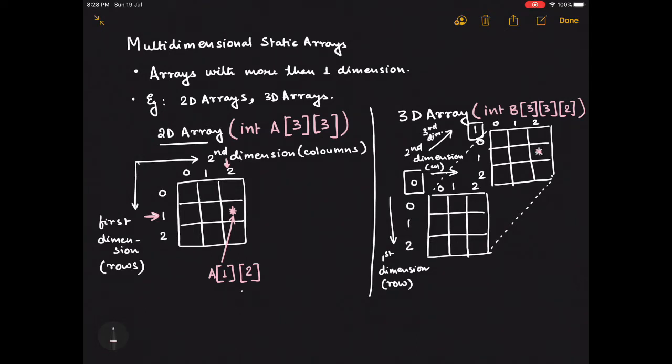Now, if we have to identify a specific location in the 3-dimensional array, say for example marked by the asterisk symbol, we will simply write B[1][2][1]. Here, the first 1 indicates the row number of the position holding the asterisk, 2 indicates the column number of the position holding the asterisk, and 1 indicates the layer number, or the depth.